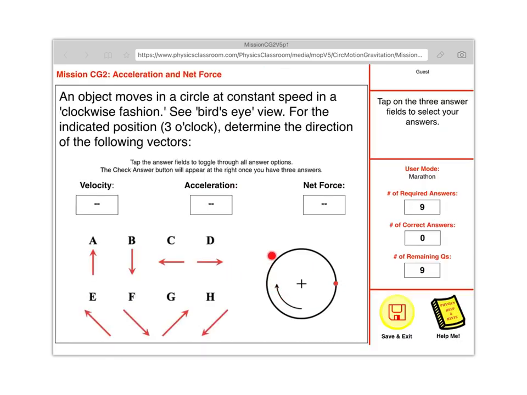As we discussed previously, for an object moving in a circle, at any instant its direction is tangent to the circle. And since it's being bent and not speeding up, the acceleration vector always points toward the center of the circle. And since the tangent and the radius vector are perpendicular to each other, they're always perpendicular to each other. So the velocity vector will be B, and the other two will be C.